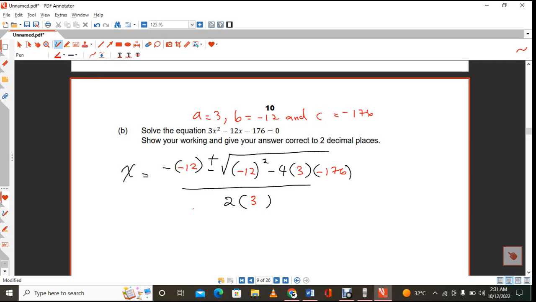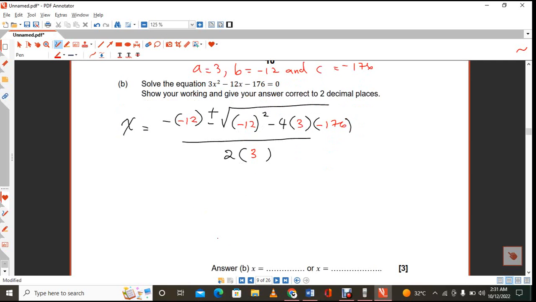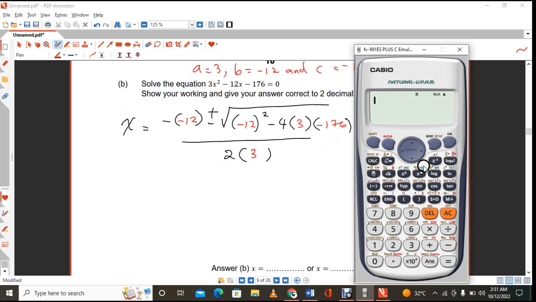Well, if you were to punch that in on your calculator, you should definitely get 2 solutions. Okay, all right. So this is going to become a positive 12, by the way. So let's say when it's positive 12, take the square root of 12 squared minus 4 times 3 times negative 176, upon 2 times 3.